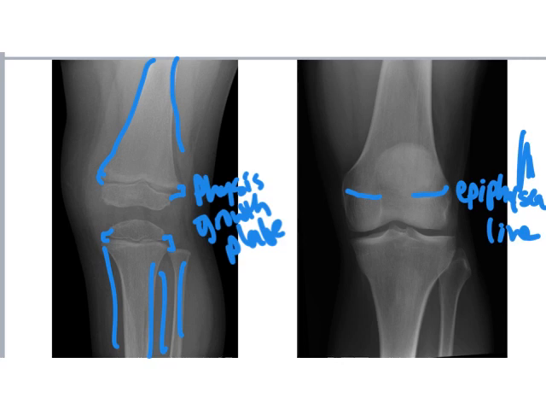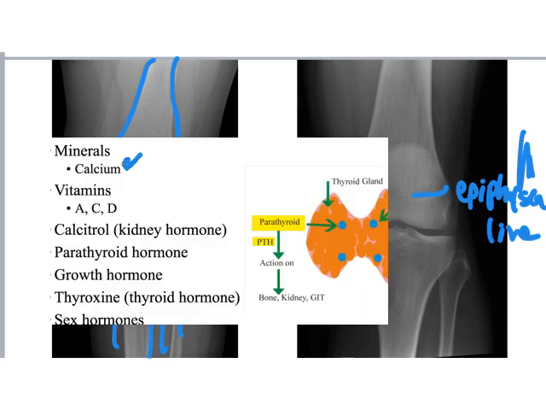Bone growth regulation is fairly complicated. We'll talk a little bit more about it in physiology. I just want to get you familiar with some of the minerals, vitamins, and hormones that are involved in bone growth regulation, and they're listed here for you. The main mineral is calcium. We could also put phosphate there as well. That's also heavily involved with bone growth. The primary vitamin is D, but A and C are also involved. Calcitriol is a hormone secreted by the kidney that's involved.